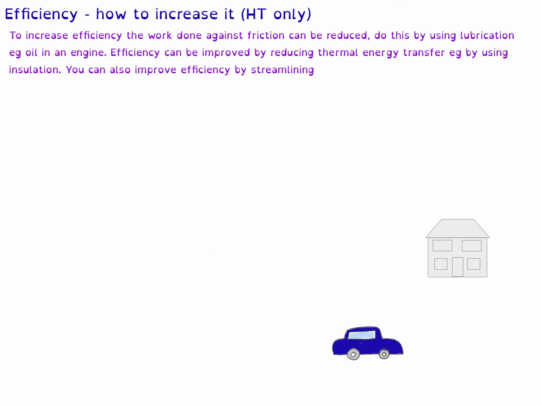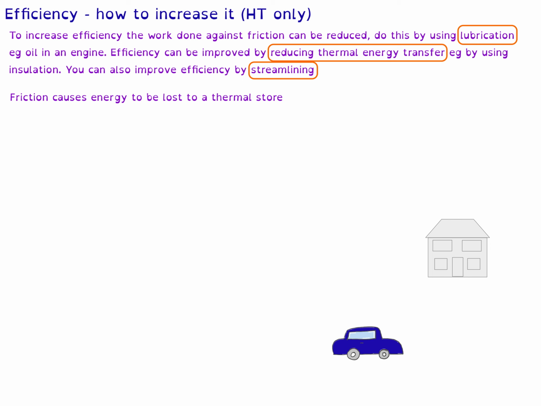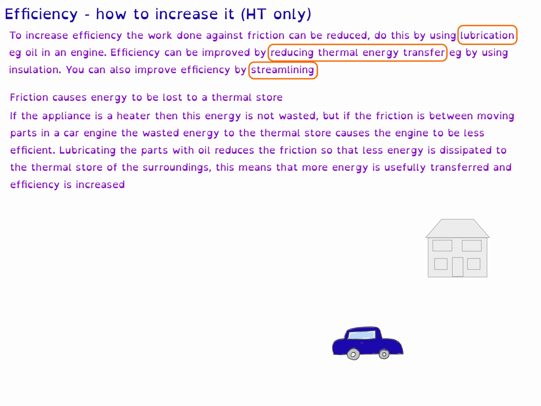To increase efficiency, several things can be done. Work done against friction can be reduced, and we do this by using lubrication, for example oil in an engine. Efficiency can be improved by reducing thermal energy transfer, for example by using insulation. You can also improve efficiency by streamlining. Friction causes energy to be lost to the thermal store. If the appliance is a heater, then this energy is not wasted. But if the friction is between moving parts in a car engine, the wasted energy to the thermal store causes the engine to be less efficient.